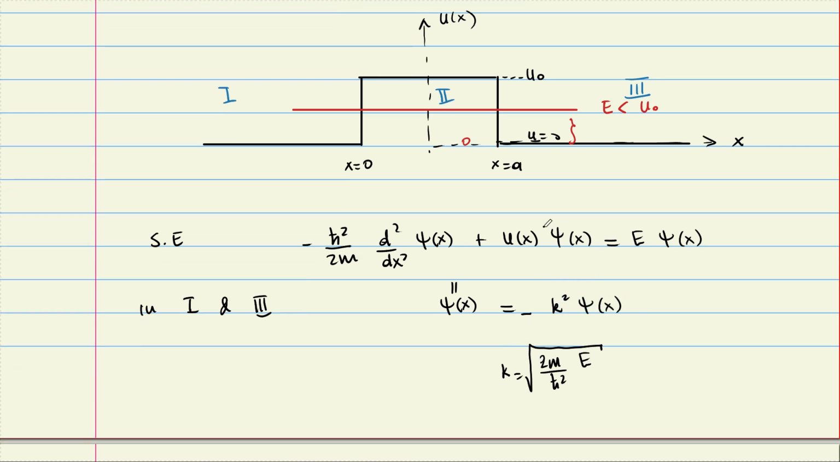And so this is the second derivative, and what are the solutions? We know by substitution e to the i kx is a solution. This is what we called right mover, and e to the minus i kx is also a solution. This is what we called left mover. Okay.